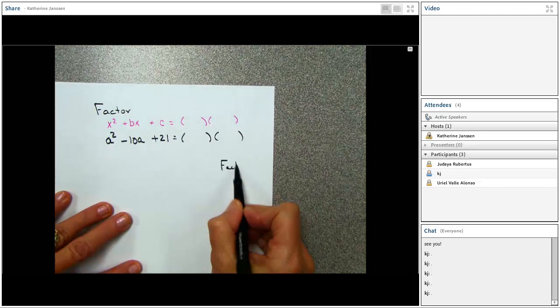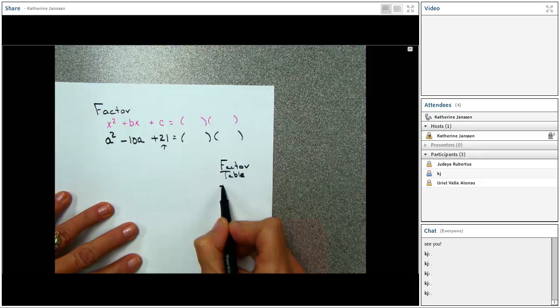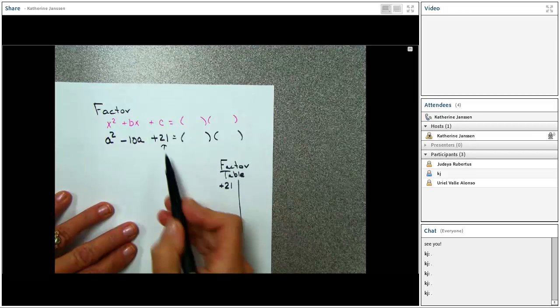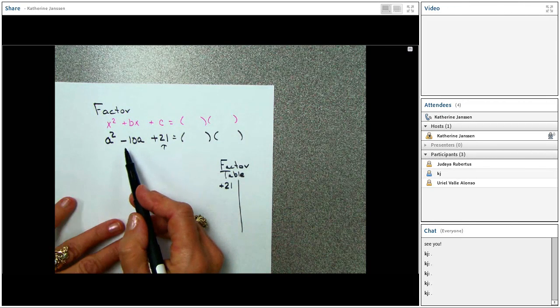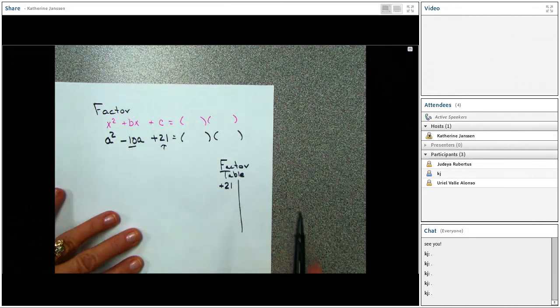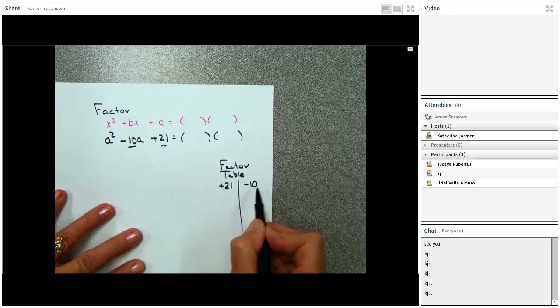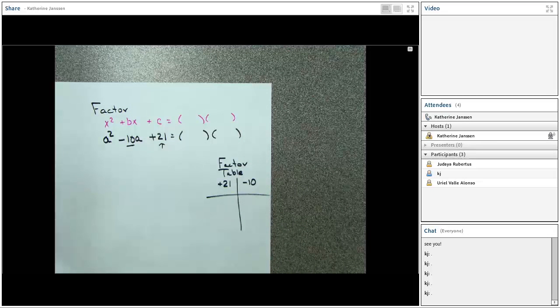Let's build our factor table. I need factor pairs of the constant, which is a positive 21, whose sum is, remember we collect like middle terms with FOIL, so whose sum is, and in this case, remember the coefficient is a negative 10. The sign is tied up in the operation of subtraction, so if you need to change subtraction to addition and add the opposite to recognize it's a negative 10, be sure to do so. The coefficient of the middle term is a negative 10.